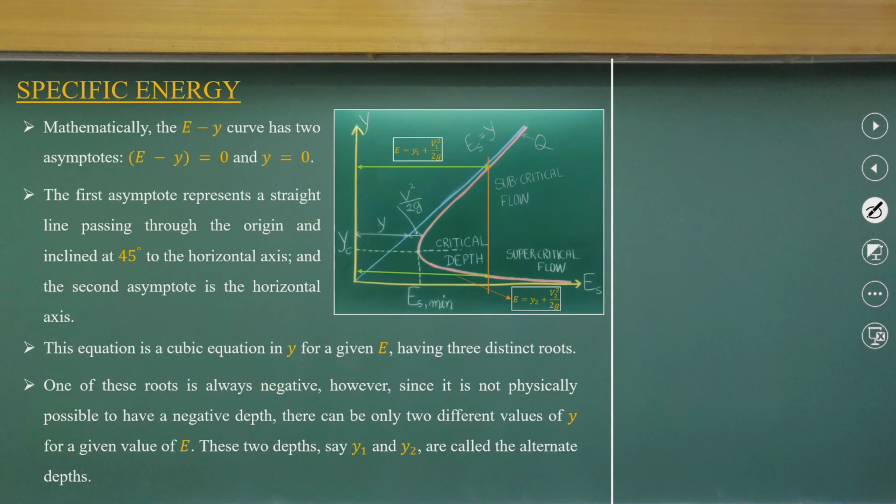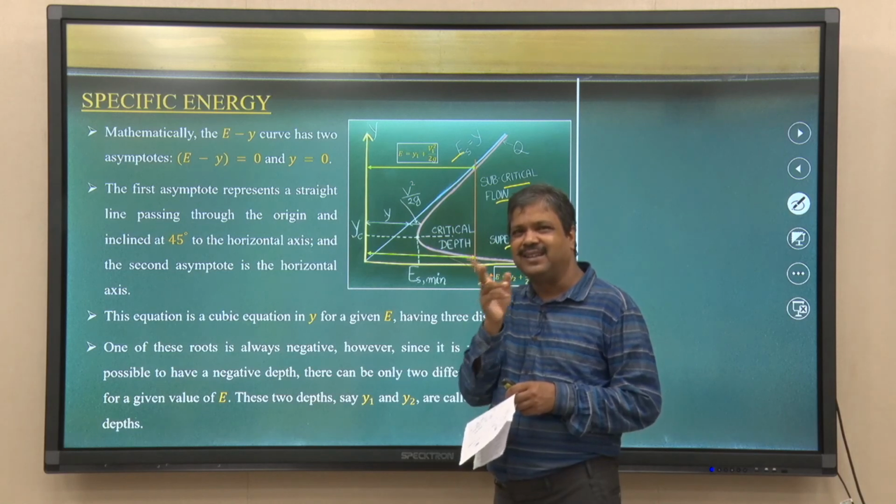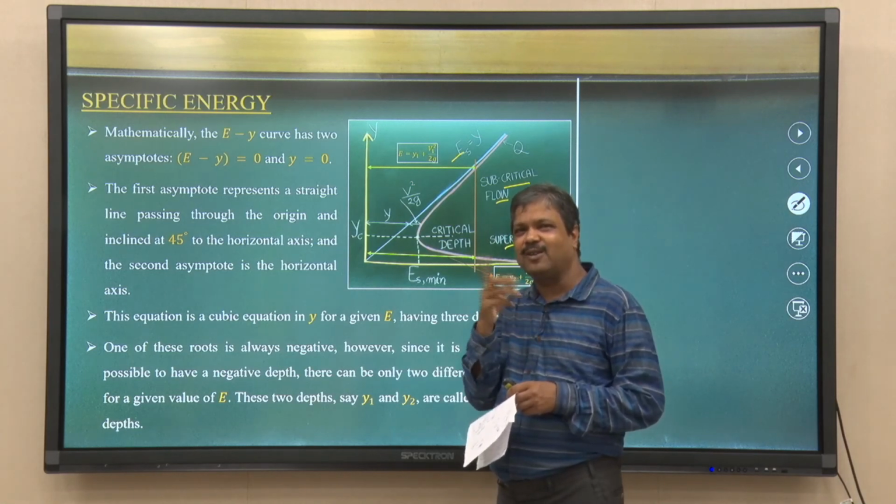But more interestingly, if I look at which point we will have this E minima, this point, there are two sections: we can have a subcritical flow and also a supercritical flow, and we can have the critical depth. And this is the 1:1 line where the specific energy is equal to the flow depth. So, you have two depths, which are called the alternate depths. The river or open channel has the freedom, with the same specific energy, to flow as either subcritical or supercritical.